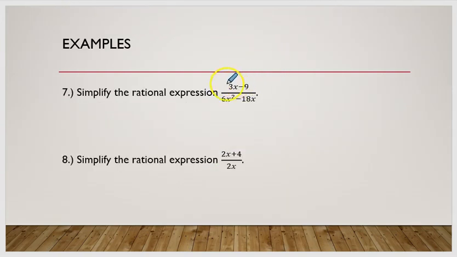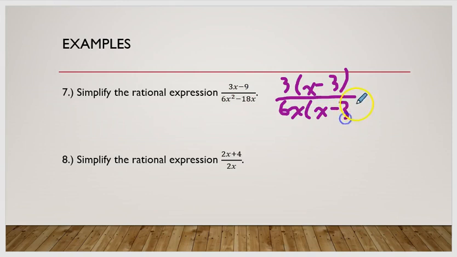So for the numerator of number 7, both of these terms have 3 in common. I'm going to take that out, which leaves me with x minus 3. And then in the bottom, the GCF of 6x squared minus 18x, I can take out 6x, and that would leave me with x minus 3. Well, in this case, the x minus 3's will cancel, but I can also reduce the fraction 3 over 6, because now that will leave me with just 1 over 2 if I divide both of these numbers by 3. So I end up with 1 over 2x for my final simplified answer.